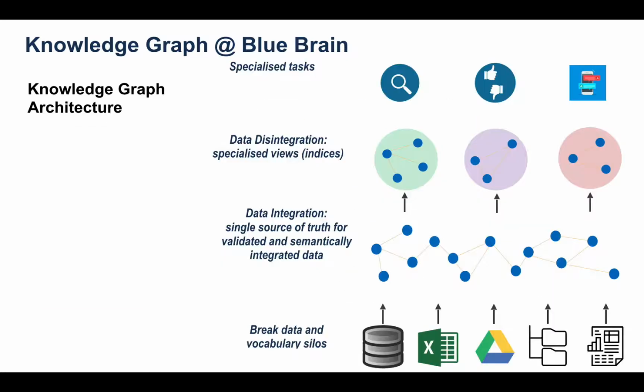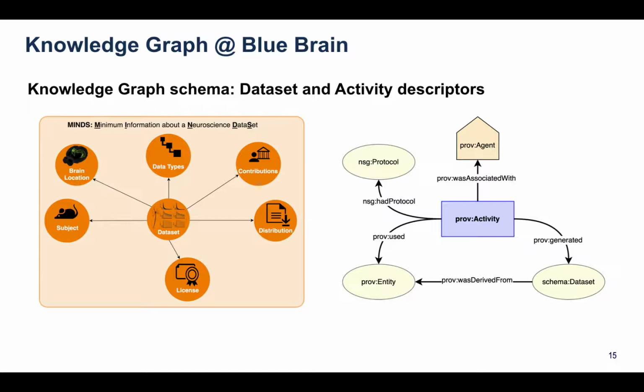I'll talk now about our schema, because you have the knowledge graph and the infrastructure, which I'll talk about later. But if you want to break data and vocabulary silos, you need a schema. You need to speak the same language at a core level. So we do have some schemas, and I'll go through them maybe quickly.